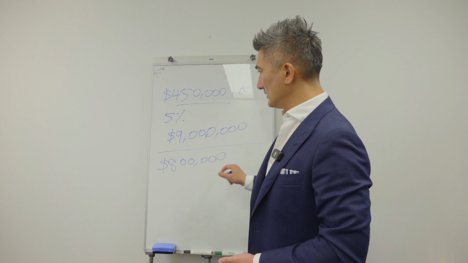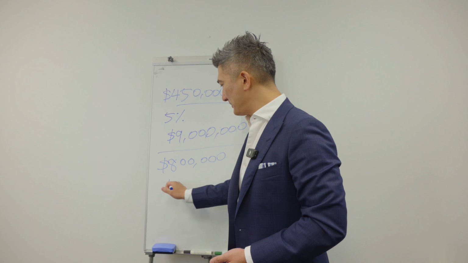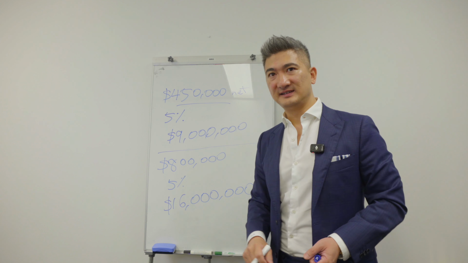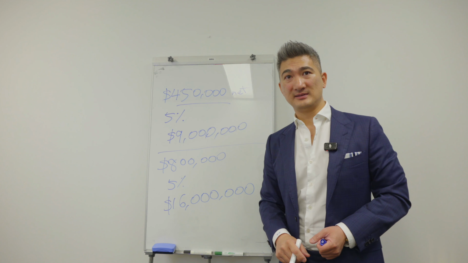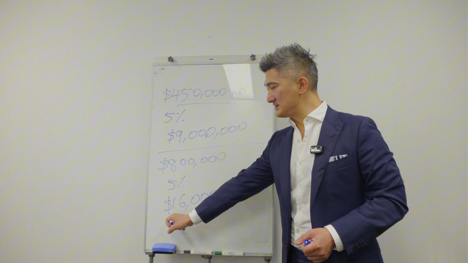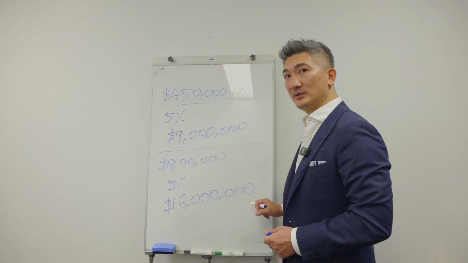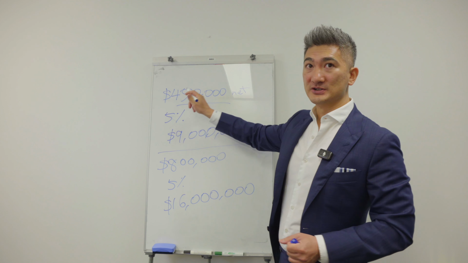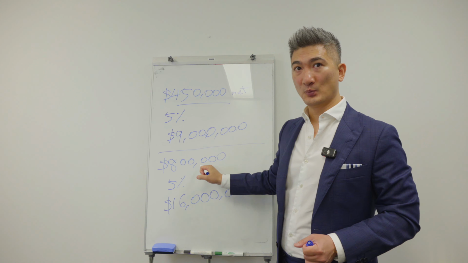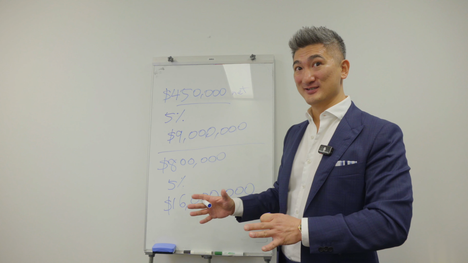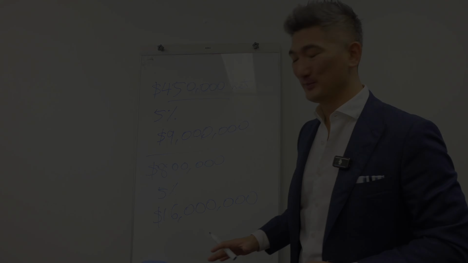At $800,000, at the same cap rate of 5%, how much is the property worth? $16 million. So my client bought the property for $9 million and changed it to $16 million within 3 months because he was able to bring the rent from $450K to $800K within 3 months. So how did we do this? That's the question. That's what everybody wants to learn.